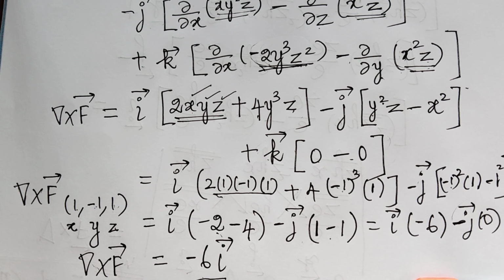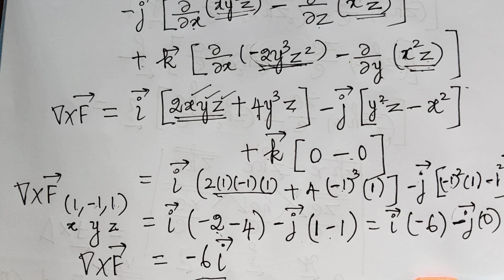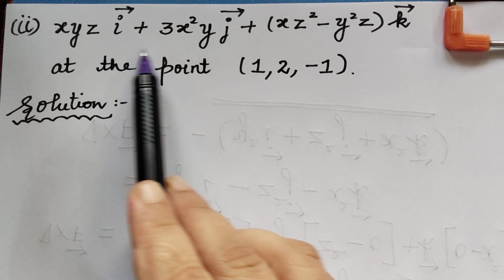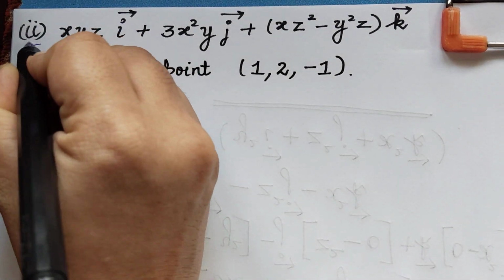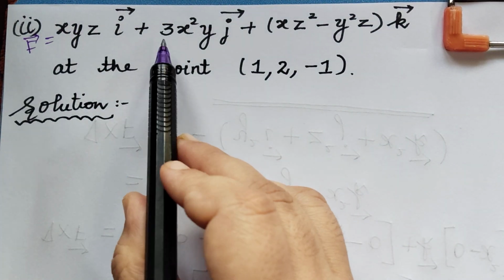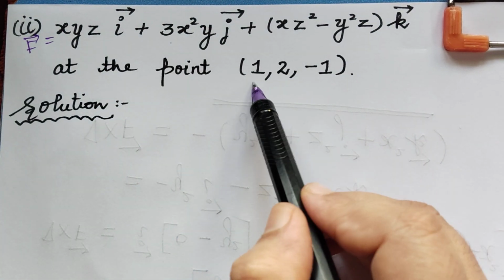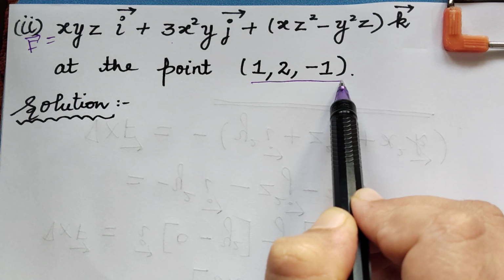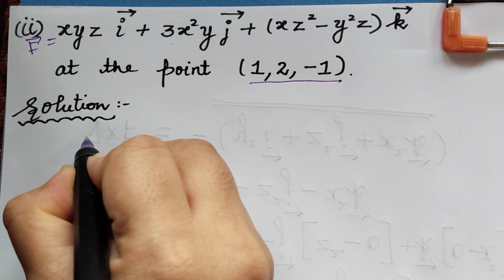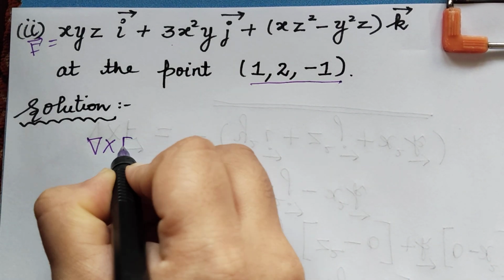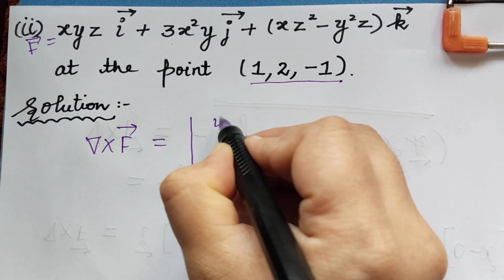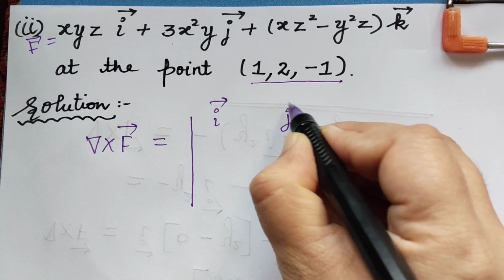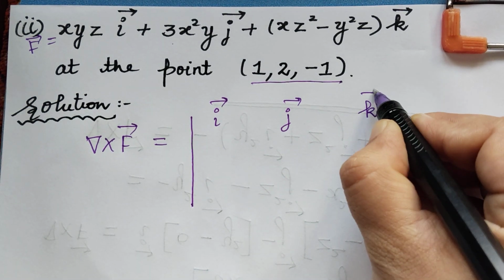In a similar manner, we will solve the second subdivision. So now here the second subdivision is this. This is the given vector point function. Let us represent it as f vector, and we have to find the curl of this function at the point 1 comma 2 comma minus 1. So first of all we have to write the curl formula. So del cross f vector, which is the determinant of i vector, j vector and k vector.